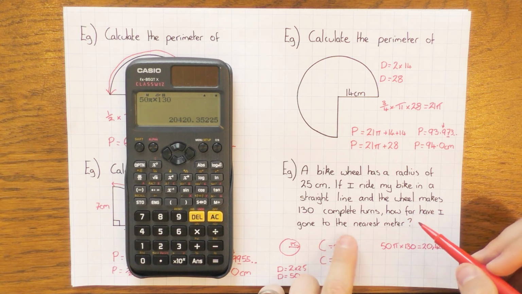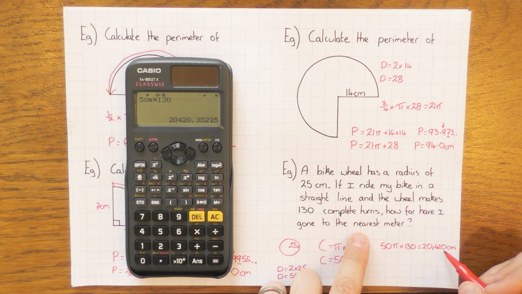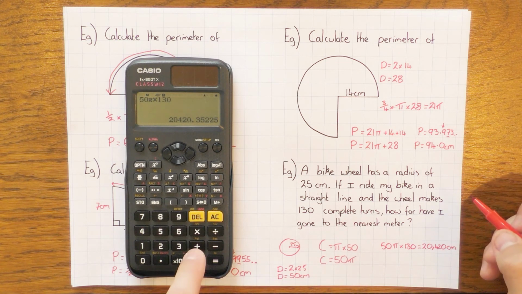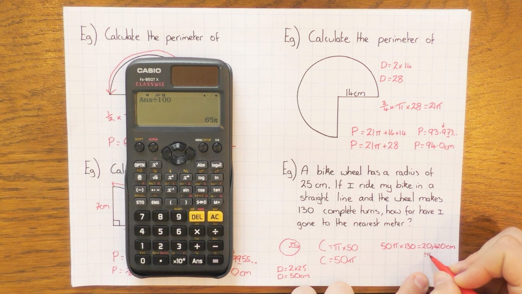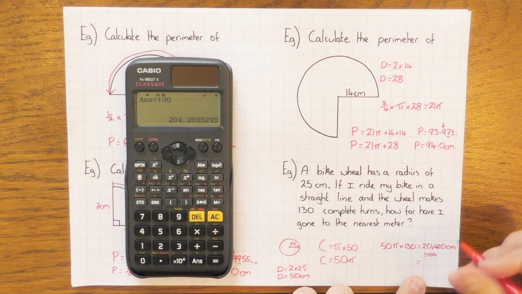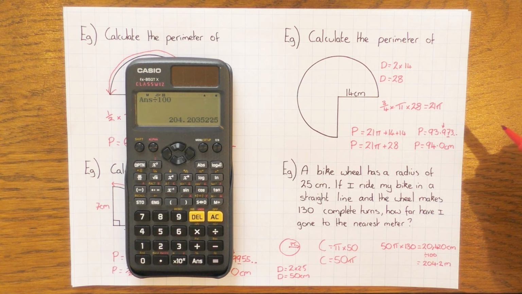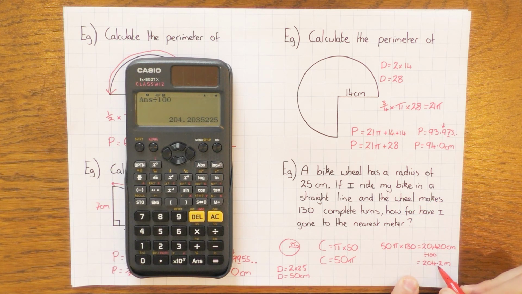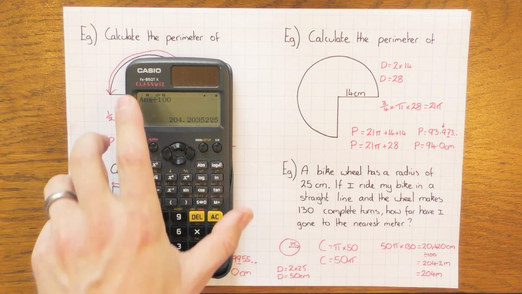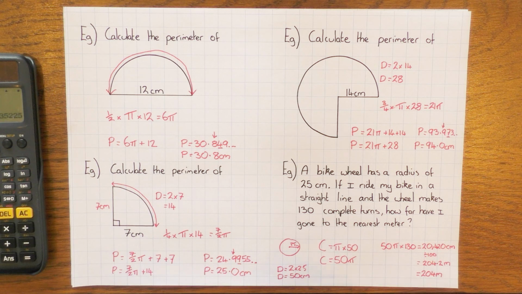But it says, how far have I gone to the nearest metre? So the next thing I'm going to do is convert this centimetres into metres. And I do that by dividing by 100. So that's going to give me 204.2 metres. And then it says, how far have I gone to the nearest metre? So nearest metre would just be 204 metres. So it's just using the circumference there to answer that question, basically.